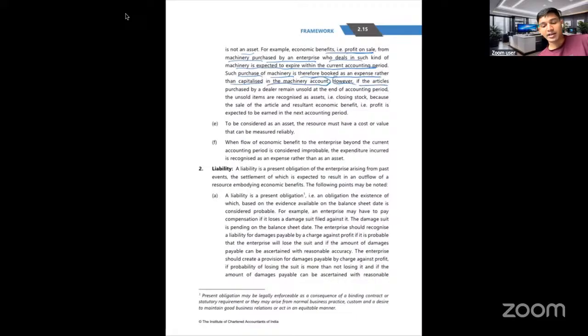However, if the articles purchased by a dealer remain unsold at the end of the accounting period, the unsold items are recognized as assets, that is closing stock, because of the sale of the article and resultant economic benefits, so the profit is expected to be earned in the next accounting period. To be considered as an asset, the resource must have a cost or value that can be measured reliably. Now, when the flow of economic benefit to the enterprise beyond the current accounting period is considered improbable, then the expenditure incurred is recognized as an expense rather than an asset.